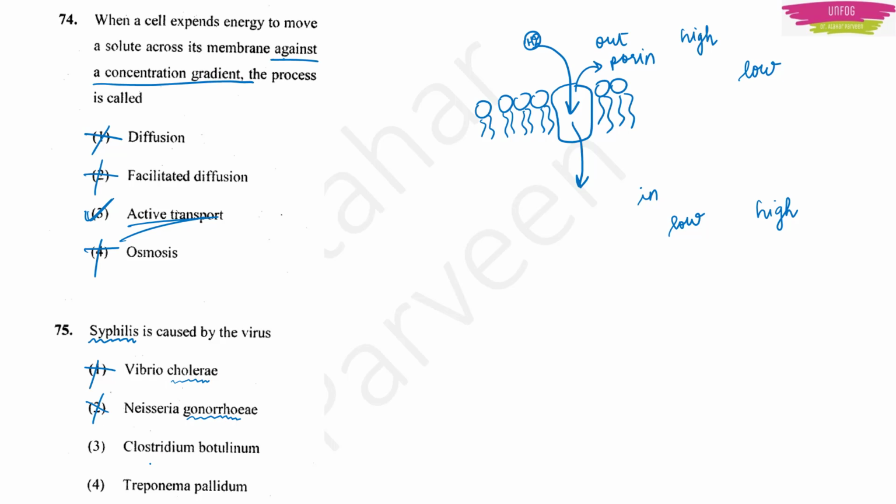Third one we have Clostridium botulinum. This Clostridium botulinum causes botulism. Okay, and in botulism there is muscle paralysis and all such paralysis occurs. So Clostridium botulinum causes botulism. This again is the wrong answer. Now remaining automatically we have Treponema pallidum. So Treponema pallidum causes syphilis.